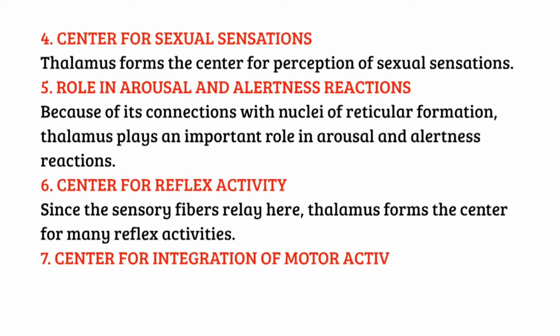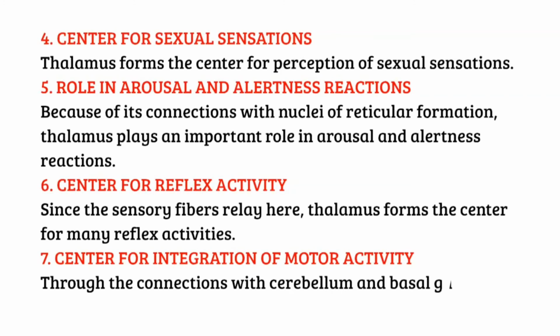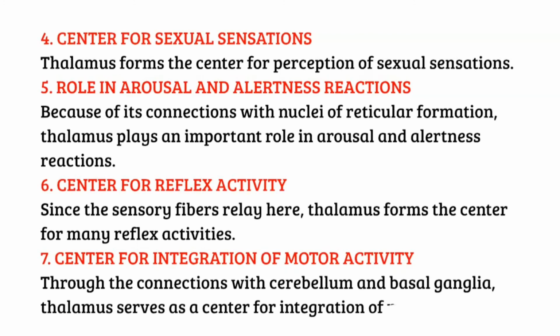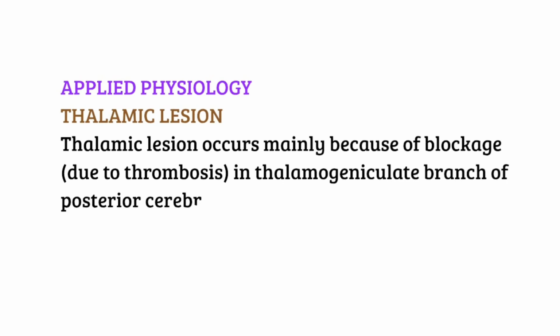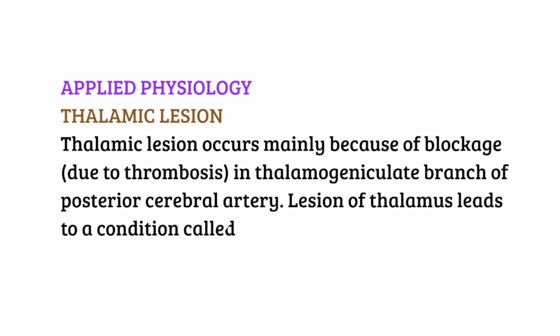Number 7, center for integration of motor activity. Through the connections with cerebellum and basal ganglia, thalamus serves as a center for integration of motor functions. Applied physiology. Thalamic lesion. Thalamic lesion occurs mainly because of blockage of thalamogeniculate branch of posterior cerebral artery. Lesion of thalamus leads to a condition called thalamic syndrome.